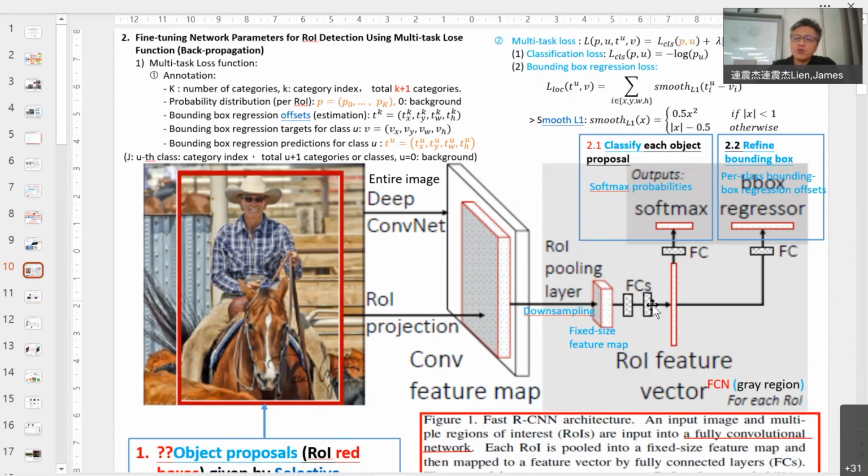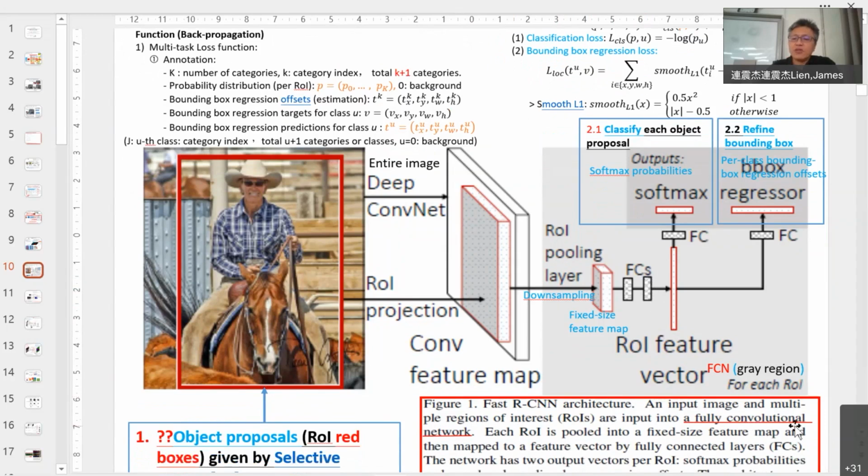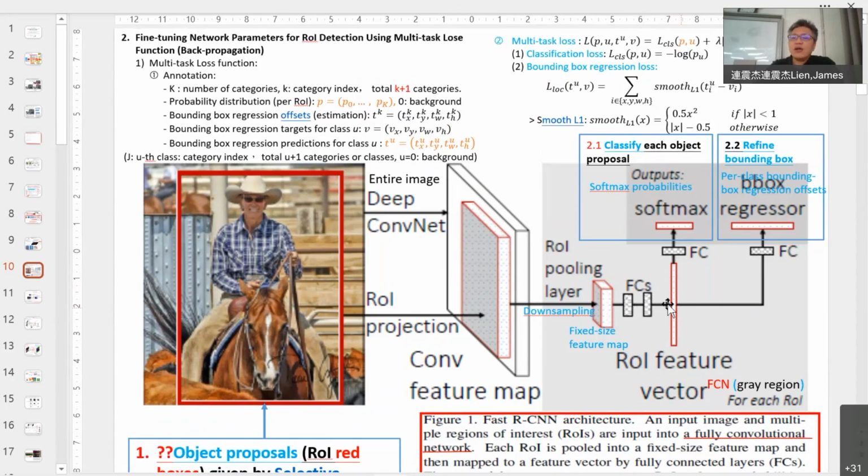Fully connected or fully convolutional? Actually, I forget. Here it's fully convolutional. So here we do fully convolutional to extract features. First one, second one, we have 1, 2, 3, and up to here it's the same, for feature extraction. But at the final layers, we do classification or we do refinement of the bounding box.